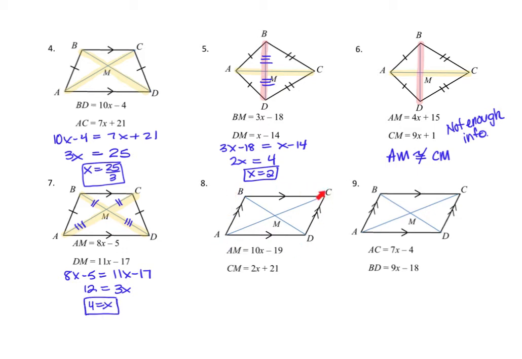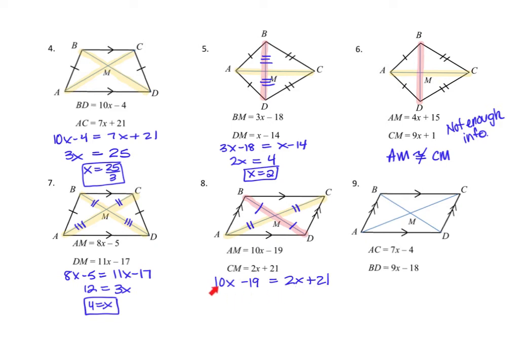Next, we have a parallelogram. Are the diagonals in a parallelogram congruent? The diagonals in a parallelogram are not congruent, but we do have two sets of congruent parts. So BM is congruent to DM, and AM is congruent to CM. We're given AM and CM, and those two parts are congruent, so we can solve for x by setting 10x minus 19 equal to 2x plus 21.